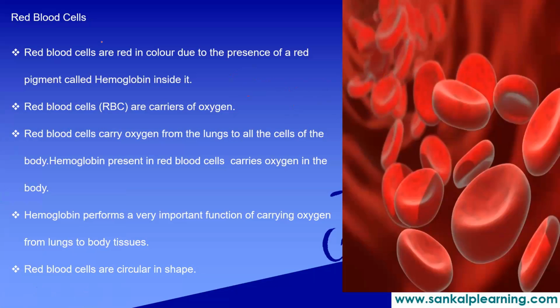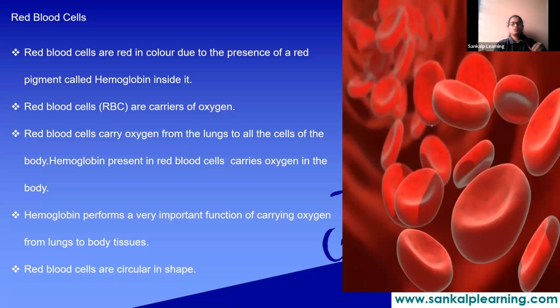Red blood cells are red in color due to the presence of a red pigment called hemoglobin inside it. Red blood cells carry oxygen from the lungs to all the cells of the body. Hemoglobin present in red blood cells carries oxygen in the blood. Hemoglobin performs a very important function of carrying oxygen from lungs to body tissues. Red blood cells are circular in shape.